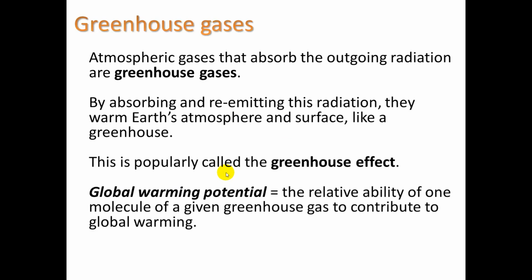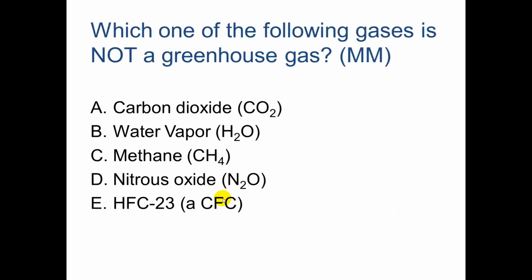Alright, so greenhouse gases. We're going to kind of jump over that. You can pause and read it yourself. But global warming potential. This means the relative ability of one molecule of a given greenhouse gas to contribute to global warming. Which one of the following is not a greenhouse gas?